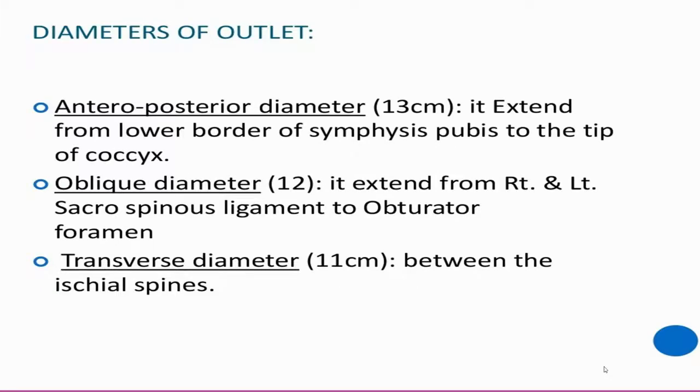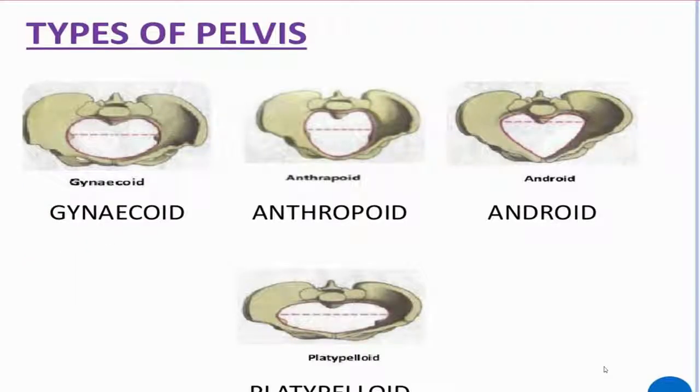Now we will see the diameters of the outlet. Anterior-posterior diameter, that could be 13 centimeters, and it extends from the lower border of the symphysis pubis to the tip of the coccyx. Oblique diameter, it could be 12 centimeters, extending from the right and left sacrospinous ligament to the obturator foramen. Transverse diameter, that could be 11 centimeters, and it is between the ischial spines.